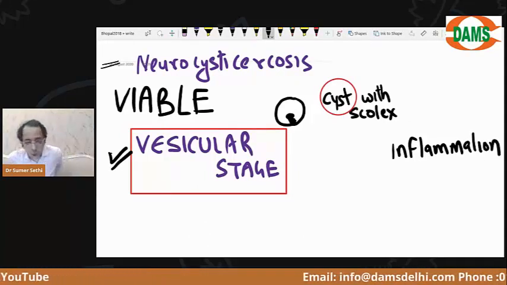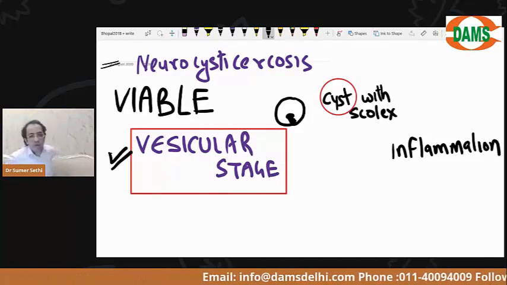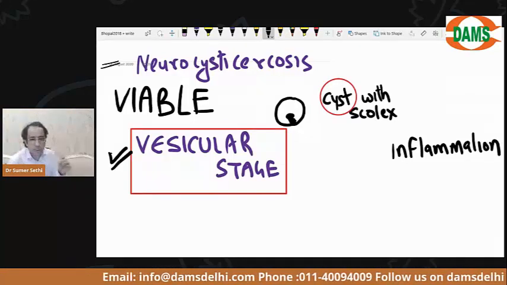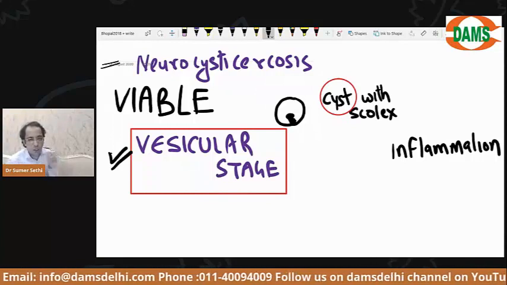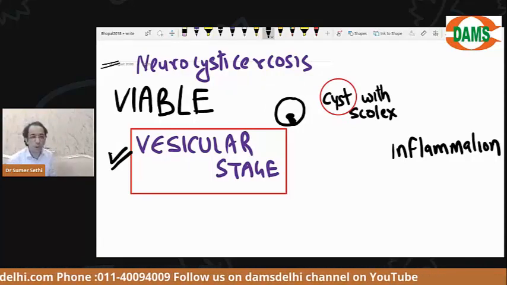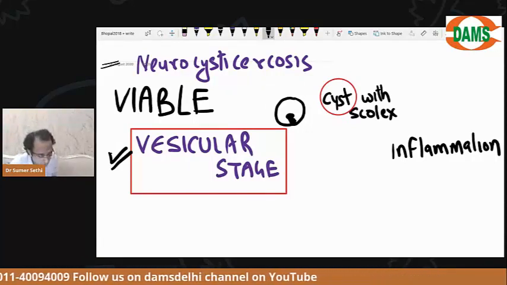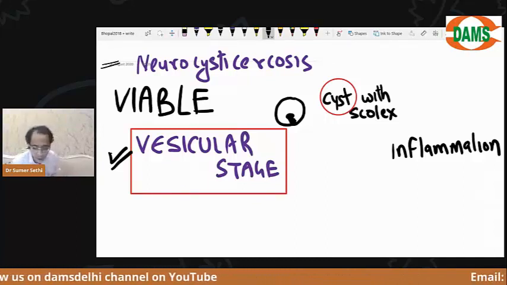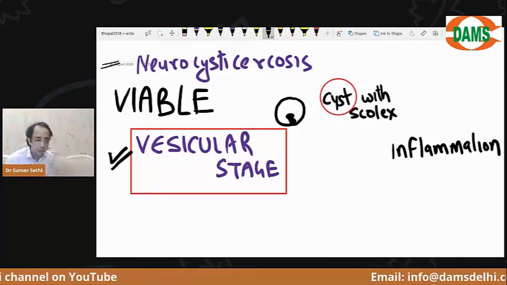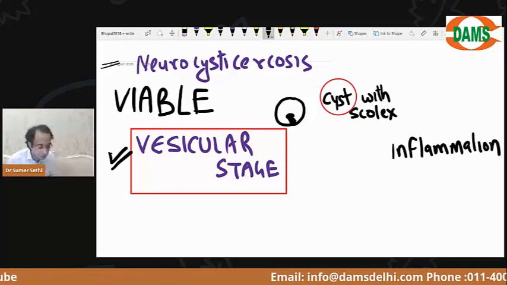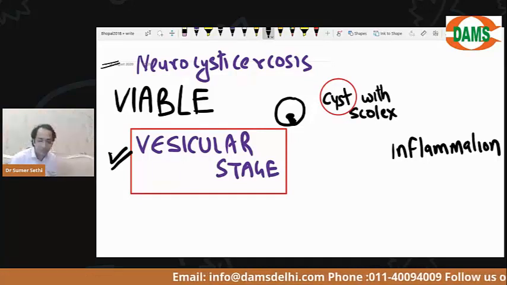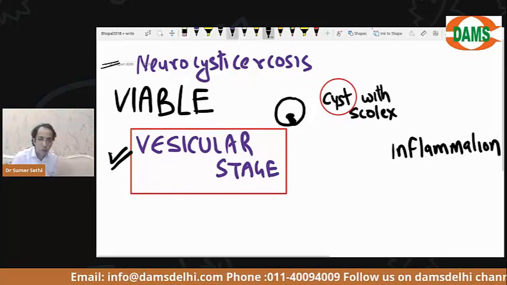Okay, you have a viable, alive parasite in your brain. Now, will you have inflammation around it or not? Tell me, yes or no. एक पैरासाइट है आपके ब्रेन में आ गया, क्या ब्रेन उसके आसपास इन्फ्लामेशन दिखाएगा कि नहीं दिखाएगा? Will you have inflammation around it or no?